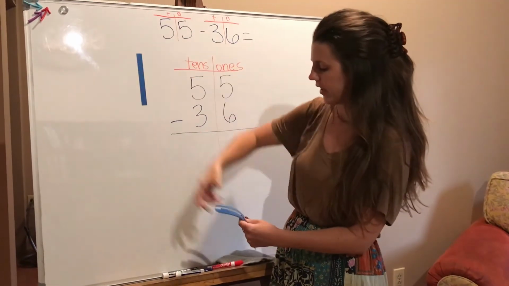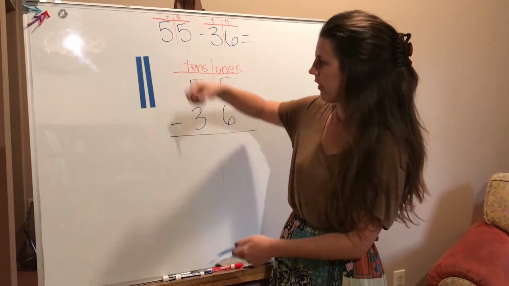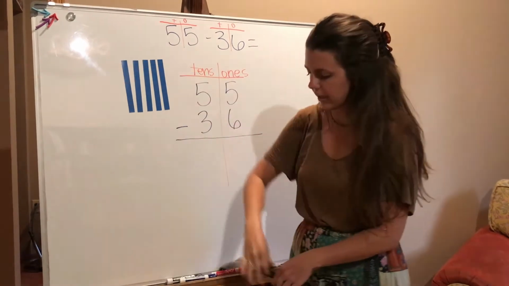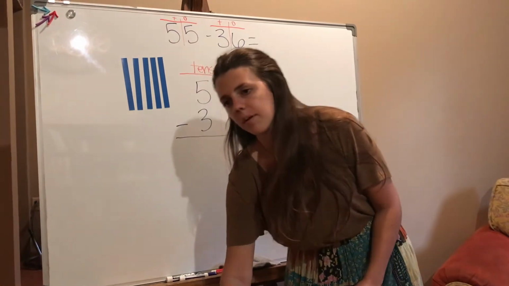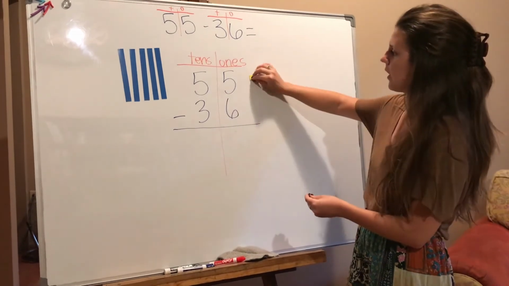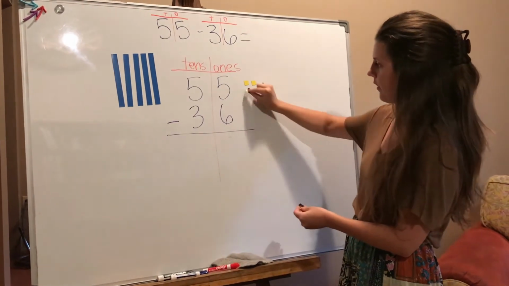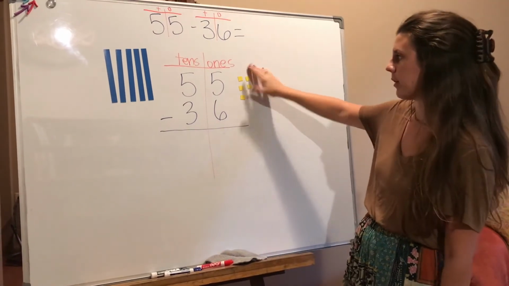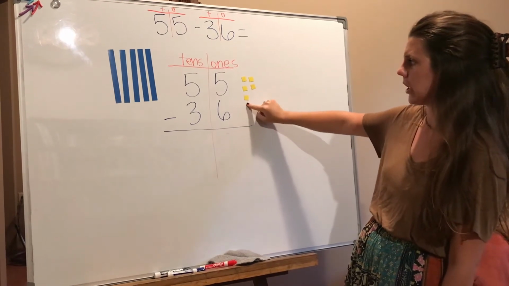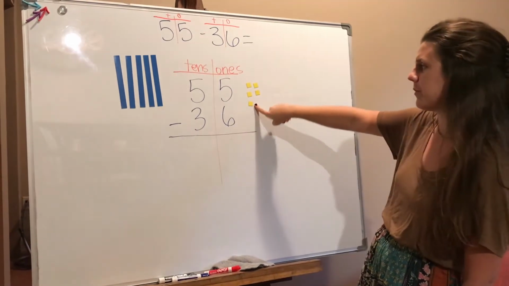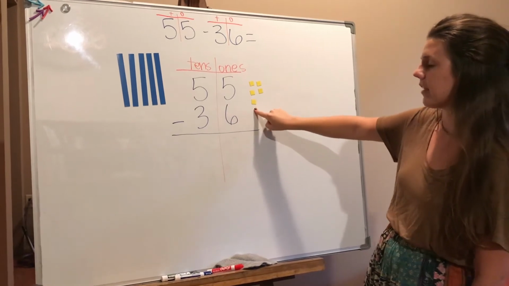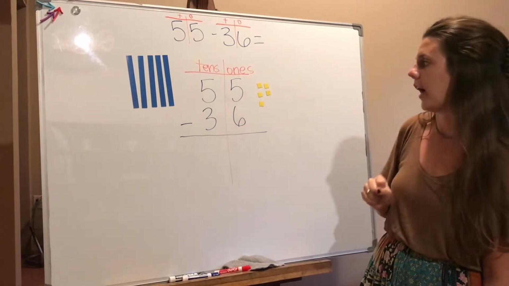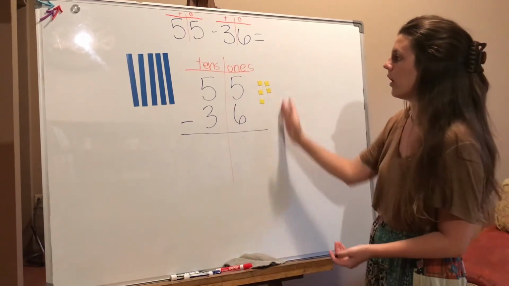So we will have 10, 20, 30, 40, and 50. How many ones do I need to represent this number? 5, very good. 1, 2, 3, 4, and 5. And you can see that this is an odd number because we have partner, partner, partner, all by himself. So we have 1 by itself, meaning this is an odd number looking at the ones place. All right, now we're ready to start in the ones column.